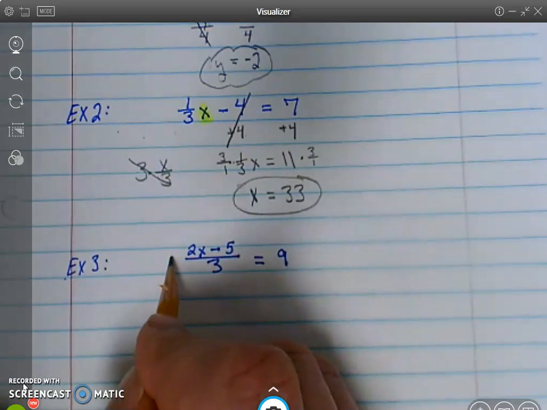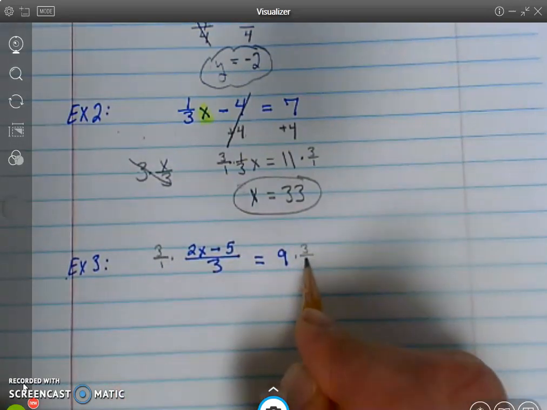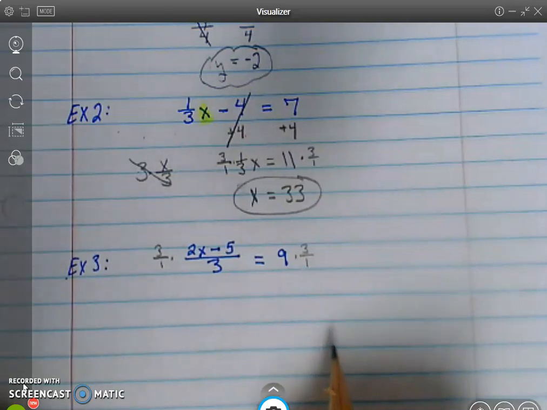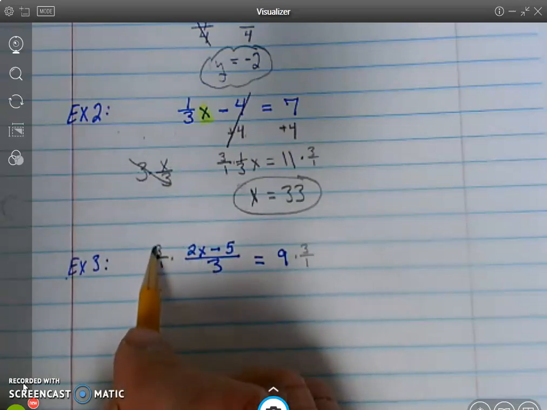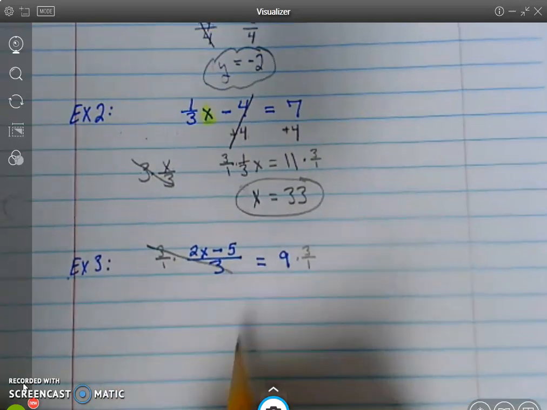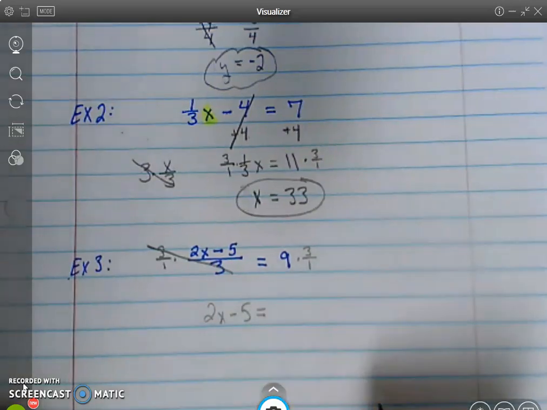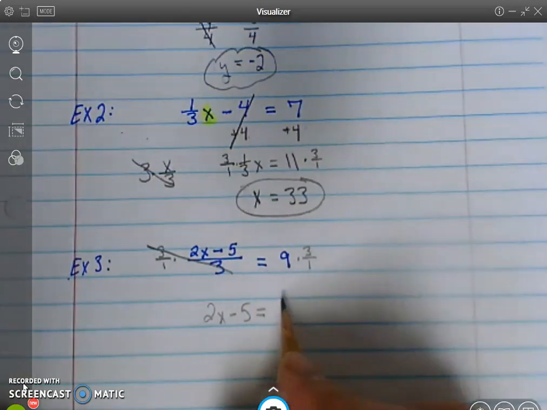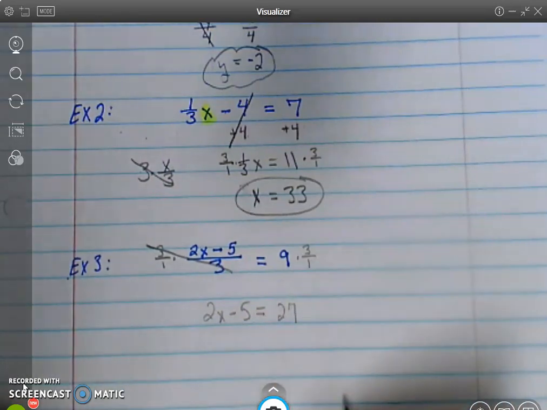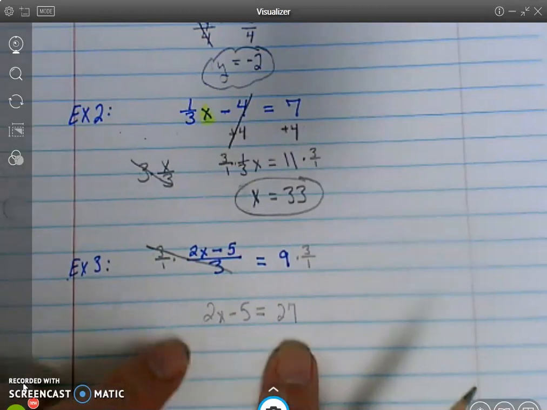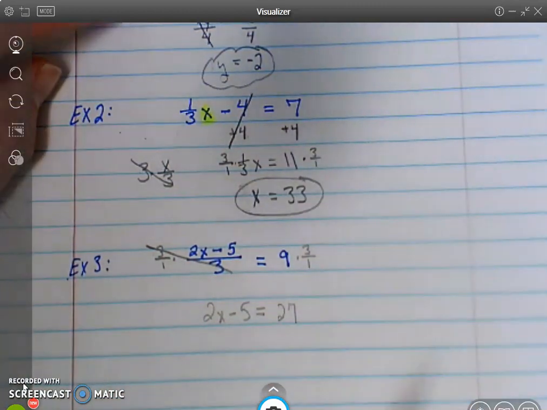So the first thing I'm going to do is multiply everything by 3 over 1, on both sides. Now, this 3 and this 3 end up dividing out. 3 divided by this 3 cancels, and I'm left with 2x minus 5. Over here, I do have 9 times 3. 9 times 3 is 27. It's actually 27 over 1. But as you can see now, the fraction is gone, and I'm left with a problem similar to number 1.